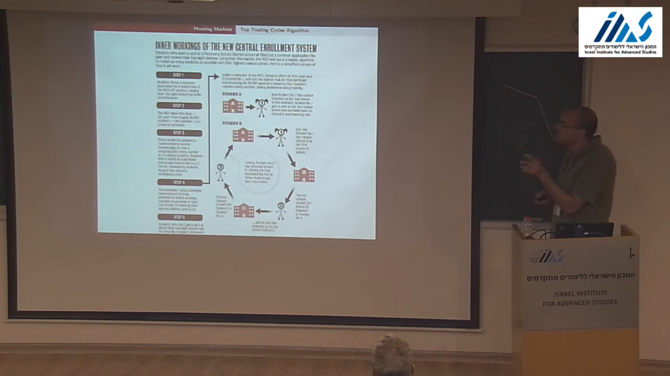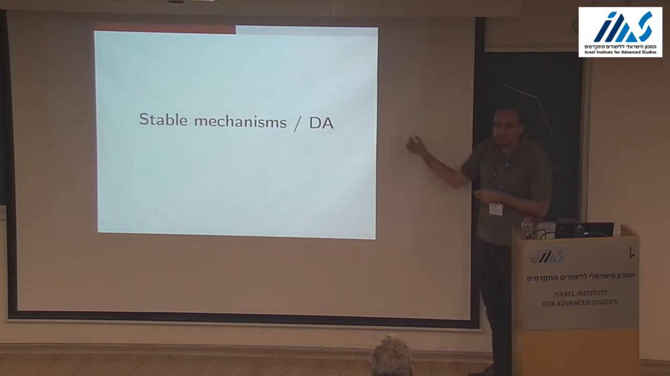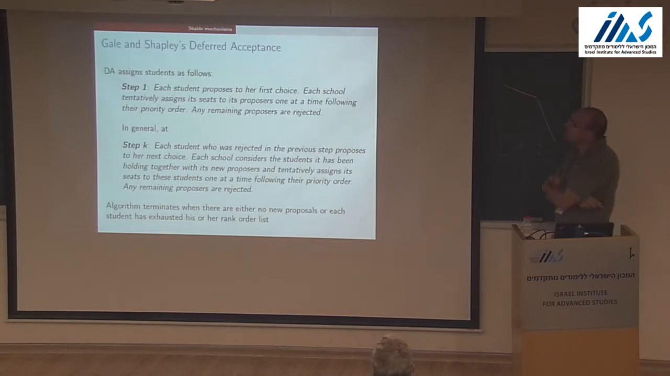Okay, so let me come to that after introducing the third class of mechanisms that I want you to know about. That is the class of stable mechanisms, DA, deferred acceptance. Deferred acceptance is defined as follows. So this again is an idea due to Gale and also Shapley.